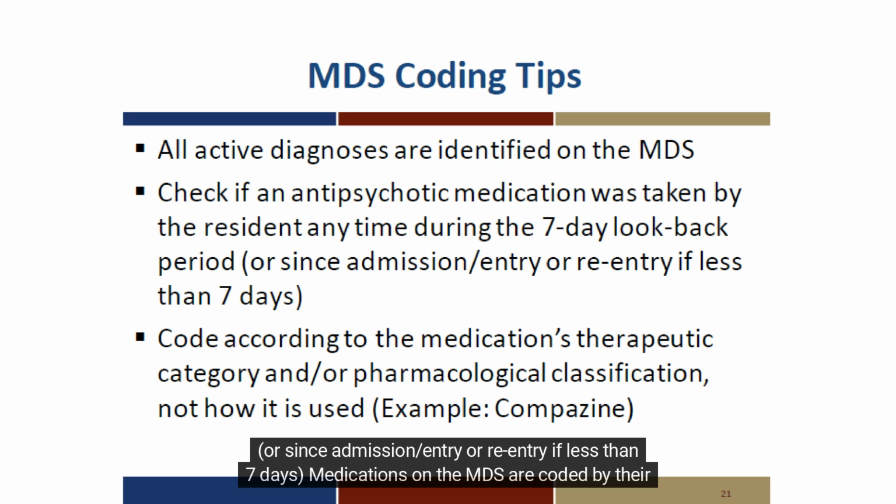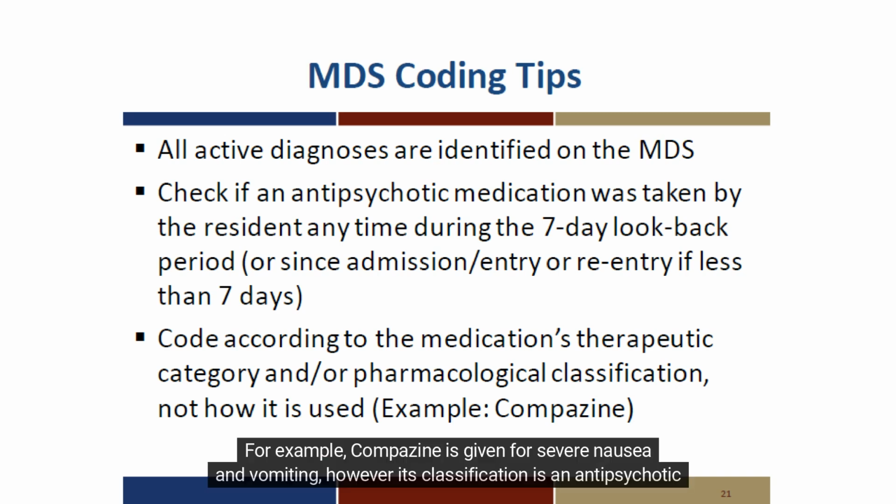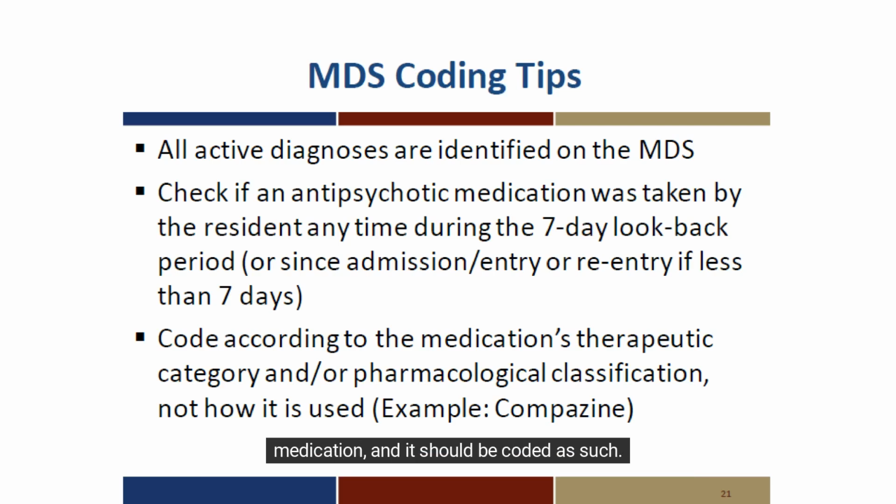Medications on the MDS are coded by their pharmacological class or therapeutic category, not how the medication is used. For example, Compazine is given for severe nausea and vomiting. However, its classification is an antipsychotic medication, and it should be coded as such.